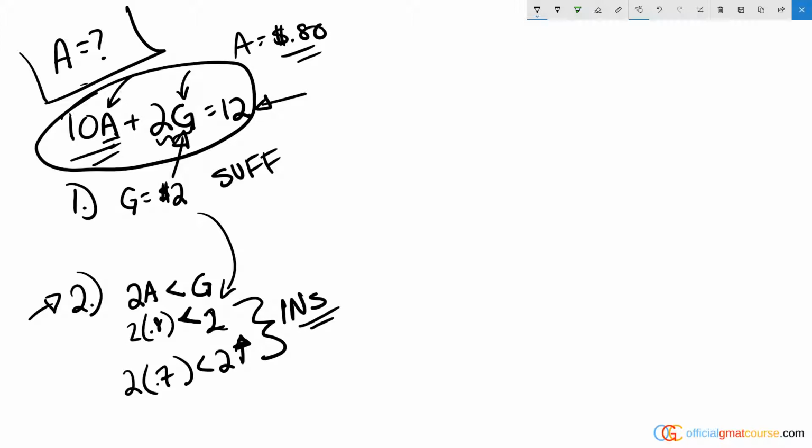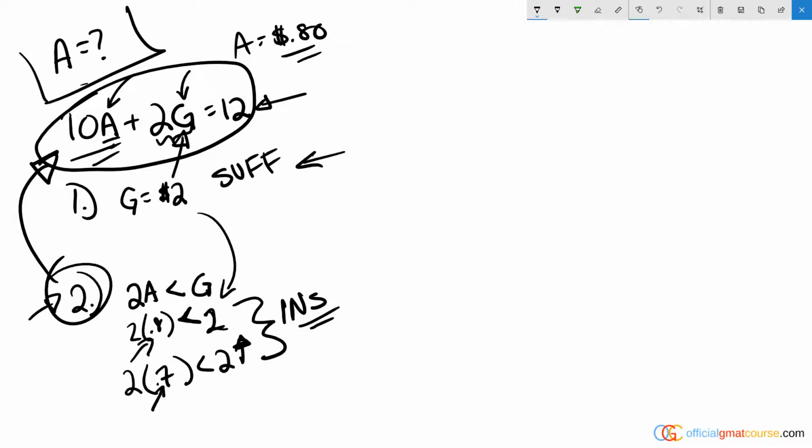I don't know what A is, it could be 0.8 or it could be 0.7, but I'm only using this information here and this information here. I used the information I gained from statement one almost as a tip to help me think of what values I could use to prove it insufficient by coming up with more than one scenario. And so that's the way I solve this question.